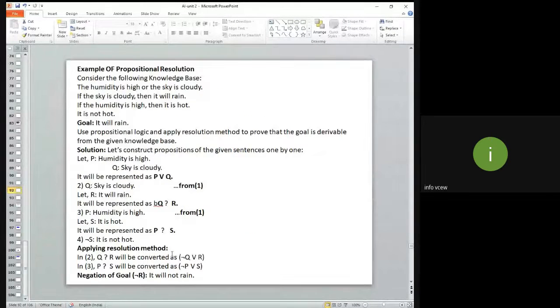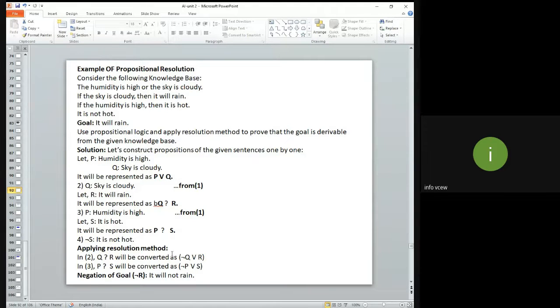So this is one simple example for propositional resolution. Consider the statement: the humidity is high or the sky is cloudy. If the sky is cloudy, then it will rain. If the humidity is high, then it is not hot. If it is not hot, it will rain. So you understand the statement, ma'am? The humidity is high or the sky is cloudy.